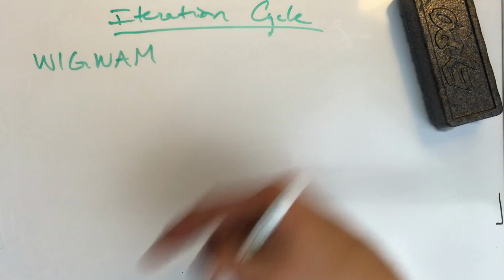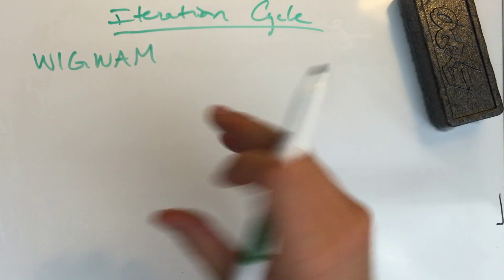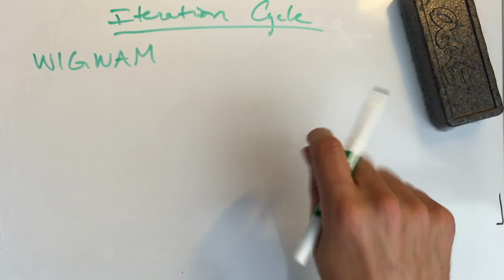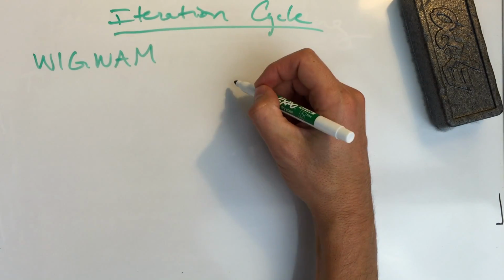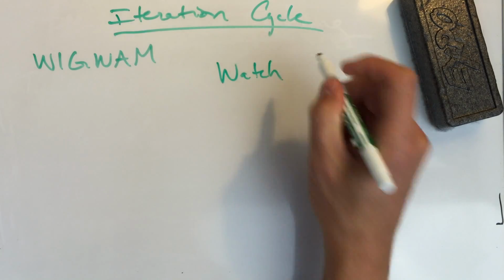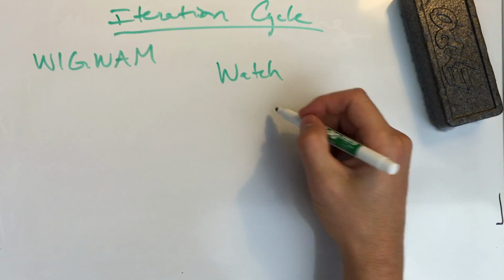Iteration means doing something in a cycle repeatedly. You're going to iterate on a prototype, make a prototype, test it, make changes, test it again. That's an iteration. And wigwam is his acronym to understand what that is. So there's watch, observe your prototype in action, observe what's happening, try to figure out what's working, what isn't working.